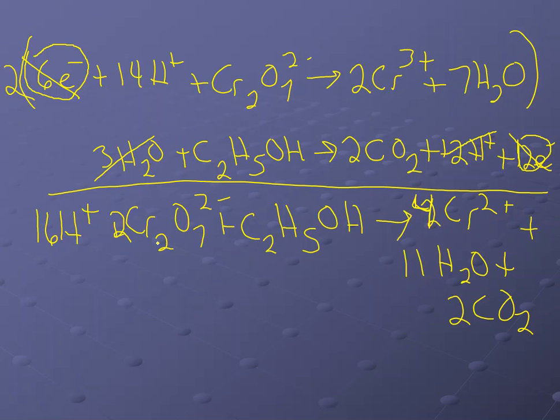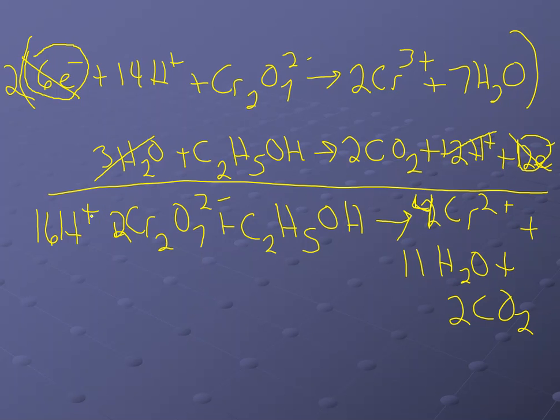So let's recount. 4 chromium, 4 chromium. We're still okay, but let's go back to our oxygen. I have 2 times 7, which is 14, plus this one here is 15. And when we go down here, we've got 11 oxygen, plus these 4 here, so that gives me the 15 that I was missing earlier. Carbon, 2 here, 2 here, and I think we already did our hydrogen, so everything should be good to go.